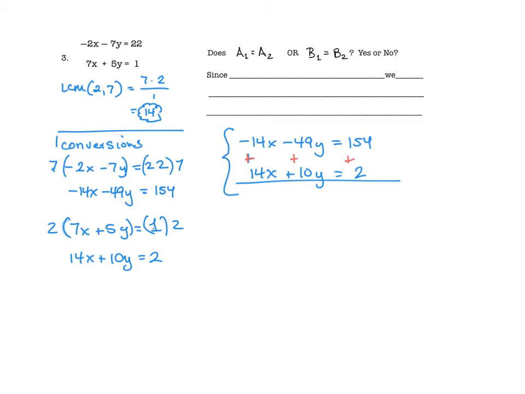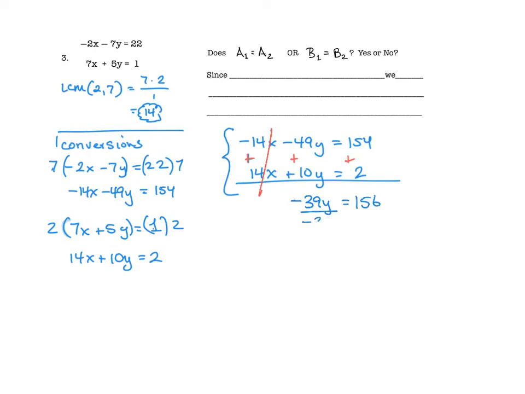So, at this point, I'm going to go ahead and add them. So, negative 14 plus 14 is 0. All right, negative 49 plus 10 is going to be negative 39. So, I get negative 39y equals 154 plus 2 is 156.